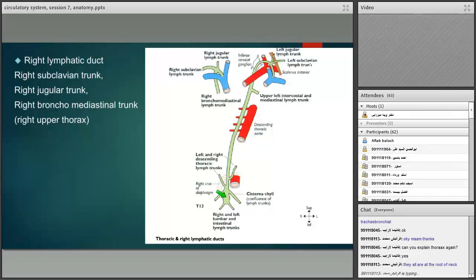Here we can see the cisterna chyli and the lymph from, for example, the descending thoracic lymph trunks. It's placed beside the descending thoracic aorta and making an arc and draining the lymph into the junction of these two.